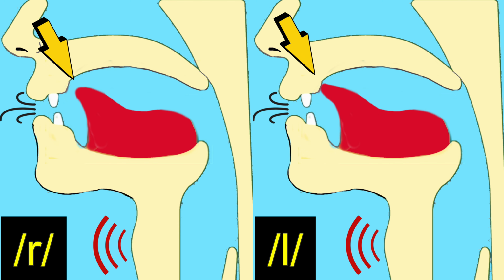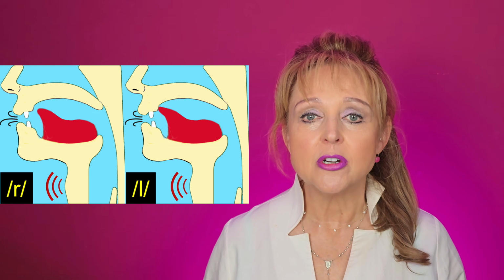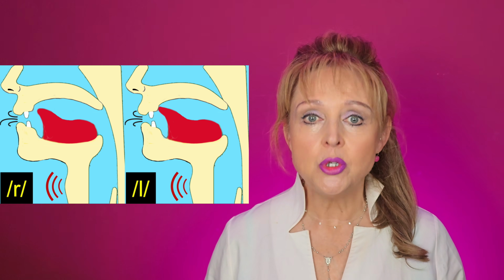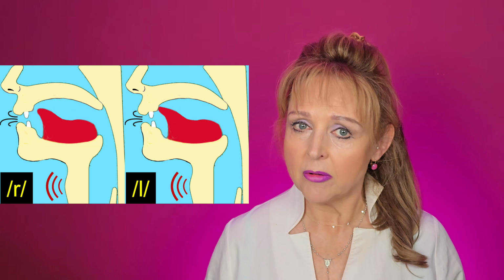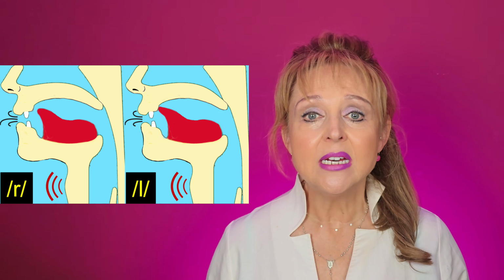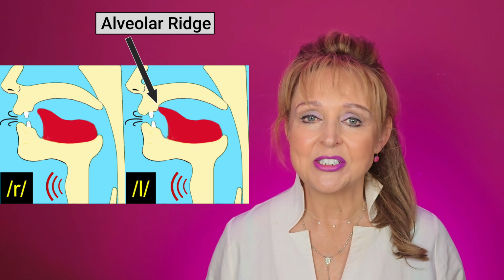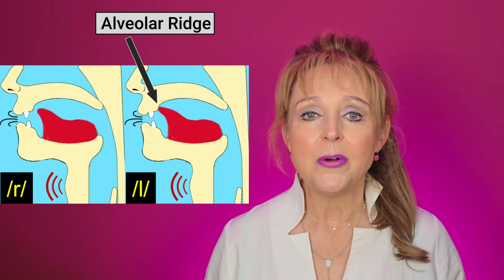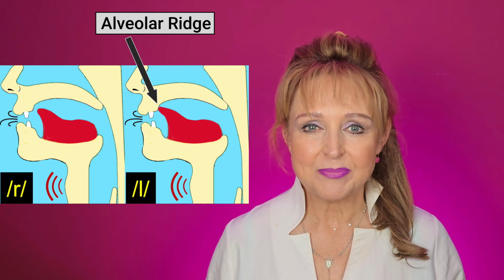Notice the tongue. As you can see for R, the tongue is not touching the roof of the mouth, whereas for L, the tongue is touching the top of the mouth on the alveolar ridge. Here's a breakdown of how they are produced and how they differ.